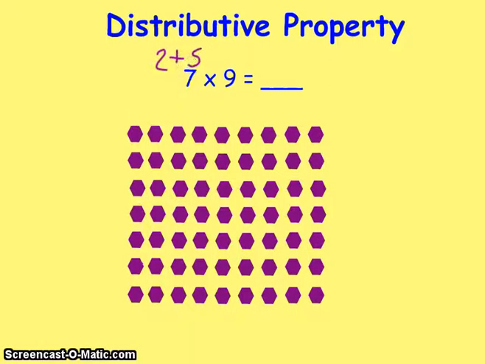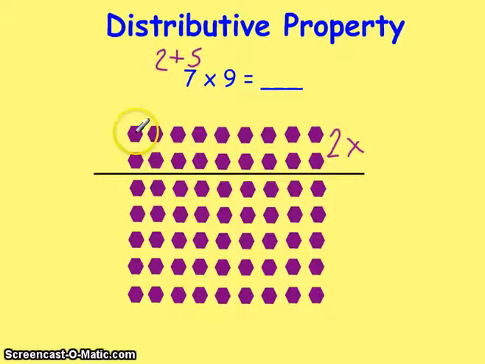And so I'm going to look at my array and see how I can break it up to be 2 and 5. I have 1, 2, 3, 4, 5, 6, 7 rows going down. So I'm going to divide my array into 2 rows and 5 rows. So at the top above my line, I have 2 rows times 9 in each row.